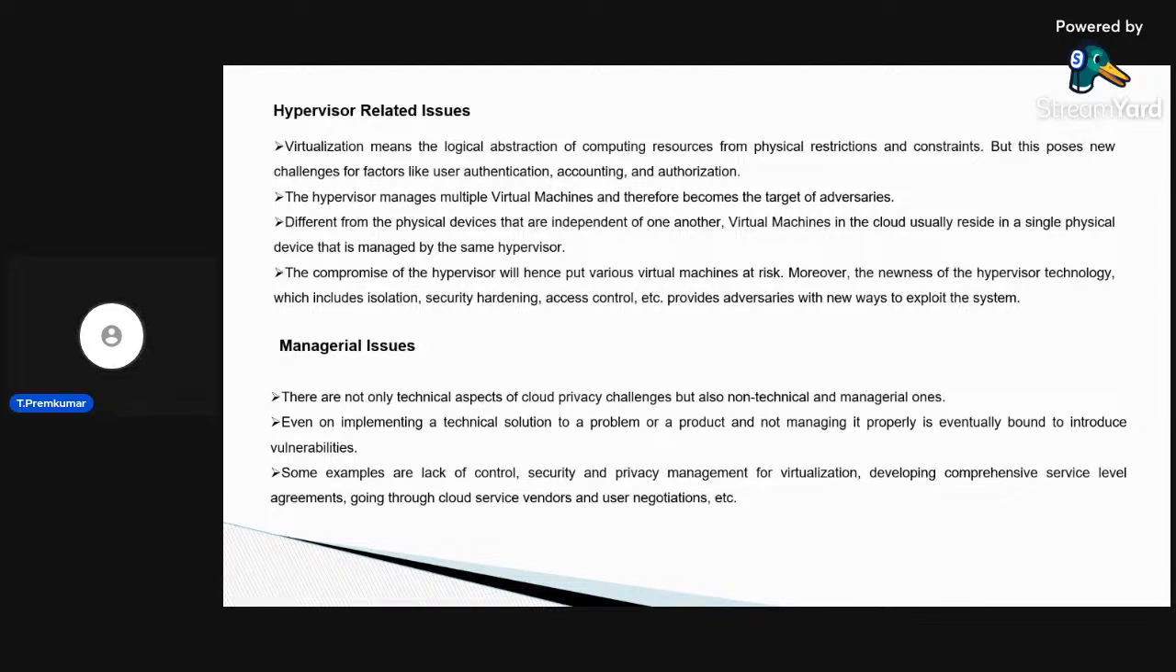And next, the managerial issues. There are not only technical aspects of the cloud privacy challenges, but also non-technical and managerial ones. Even after implementing technical solutions to a problem or a product, not managing it properly is eventually bound to introduce vulnerability. Some examples are the lack of control, security and privacy management for virtualization, developing comprehensive service level agreements, going through cloud service vendors, and user negotiations, etc.